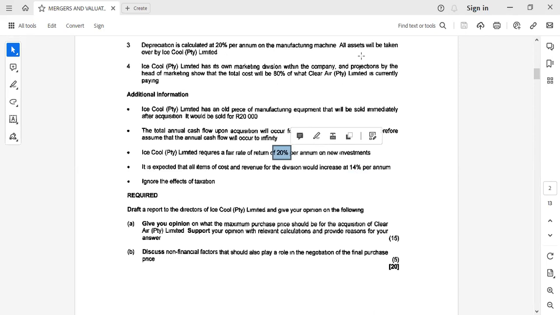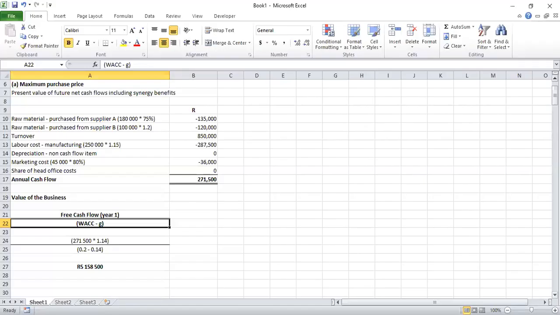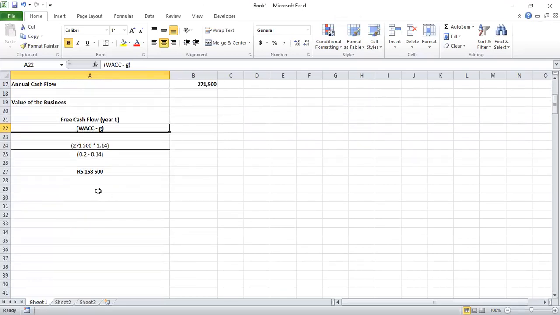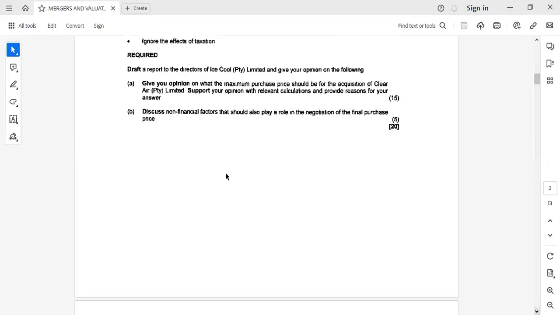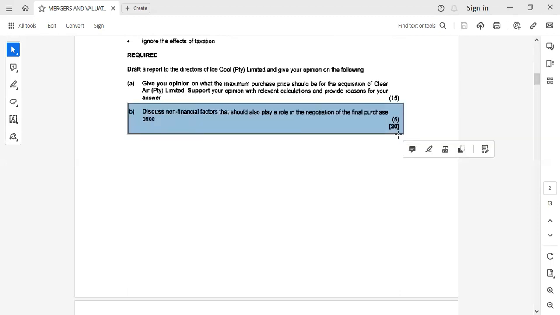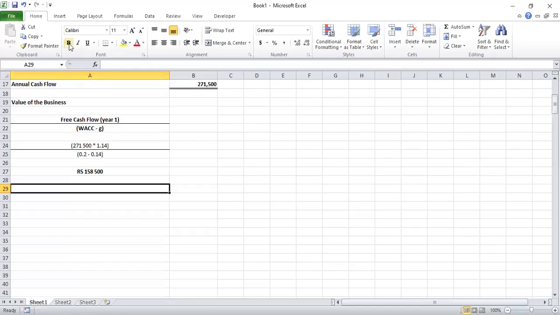Any other questions? Right. So that would be our answer to the first part. Then the second part: discuss any non-financial factors that should play a role in the negotiation of the final purchase price. Non-financial factors.